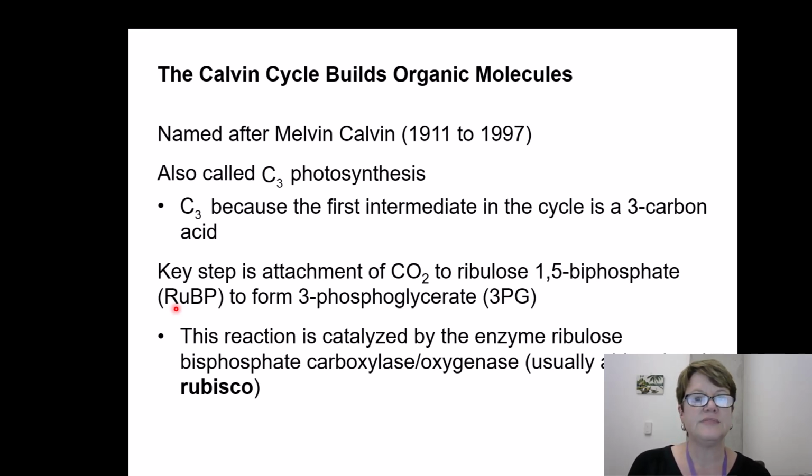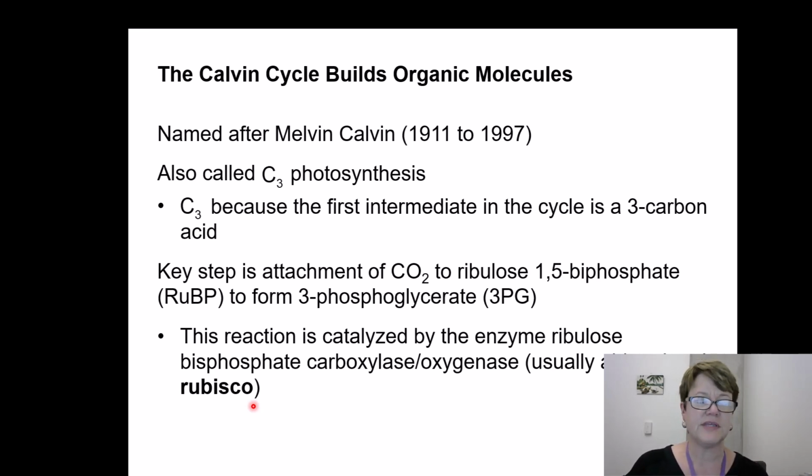That enzyme is named, get ready, ribulose bisphosphate carboxylase oxygenase. And I think you can see why we use an acronym. Ribulose, RU, bisphosphate, BIS, and then carboxylase oxygenase, CO. So we call the enzyme Rubisco. All right, the enzyme is abbreviated as Rubisco. So Rubisco catalyzes RuBP plus CO2 yields 2 3-PG.